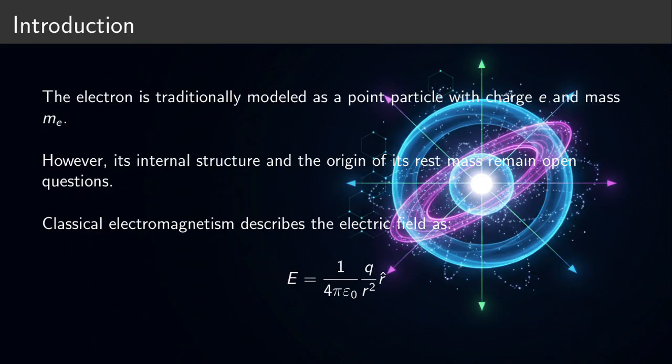Introduction. The electron is traditionally modelled as a point particle with charge e and mass m sub e. However, its internal structure and the origin of its rest mass remain open questions. Classical electromagnetism describes the electric field as an inverse square radial field. This raises a deeper question. What physical structure gives rise to these properties?